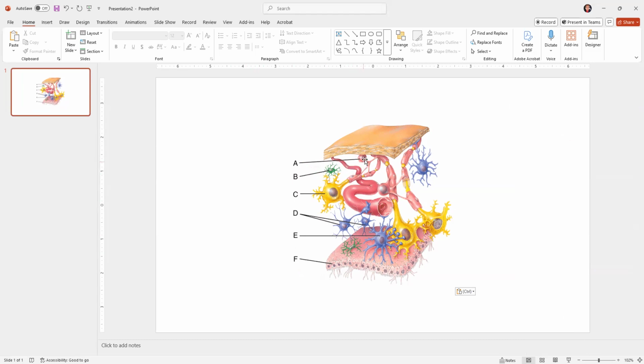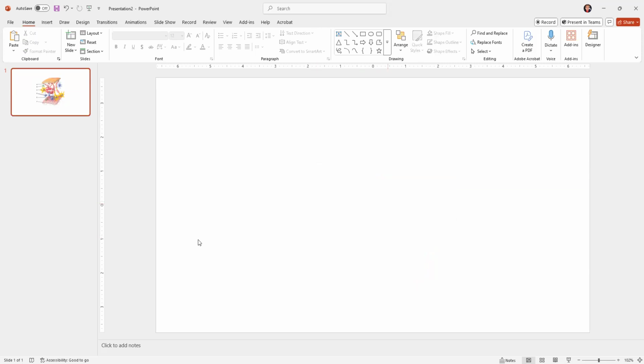A is your oligodendrocyte. Remember I said, remember that as an octopus with tentacles coming out and wrapping around the axons? That's your oligodendrocyte. B is your microglial cell. C is your neuron. D is your astrocyte, forming your blood-brain barrier. D is the nucleus of the astrocyte, E is the astrocyte, and F is your ependymal cells. Got it.